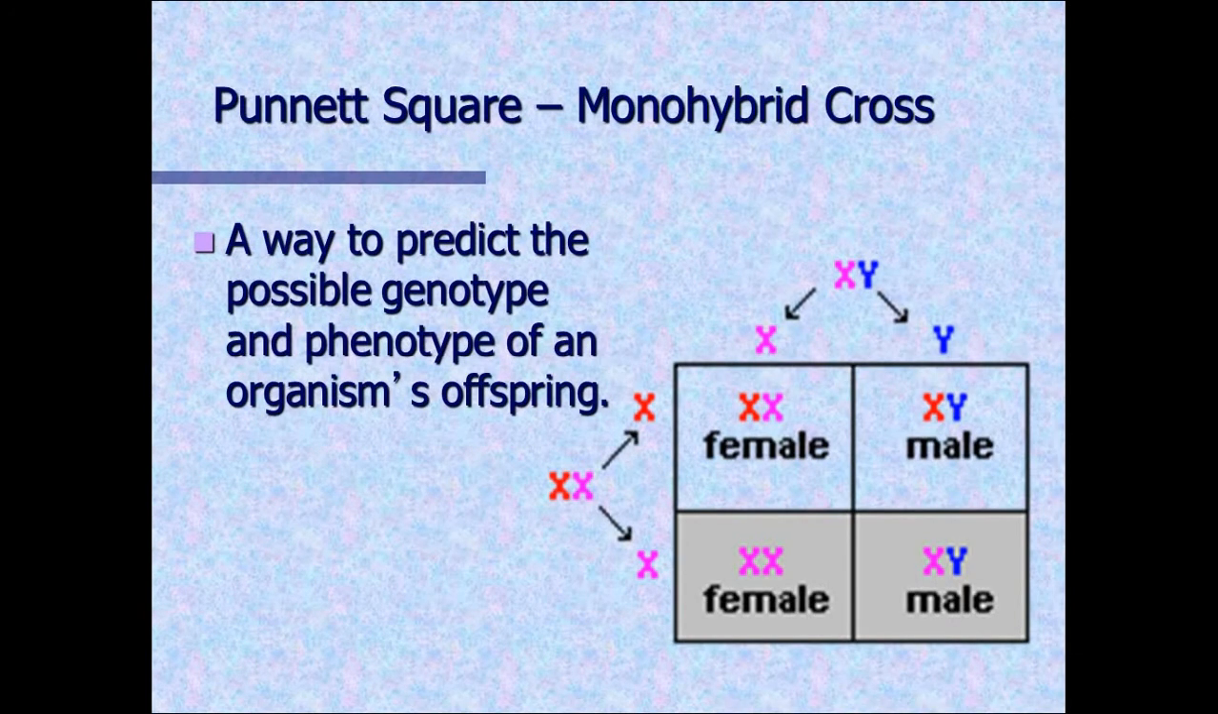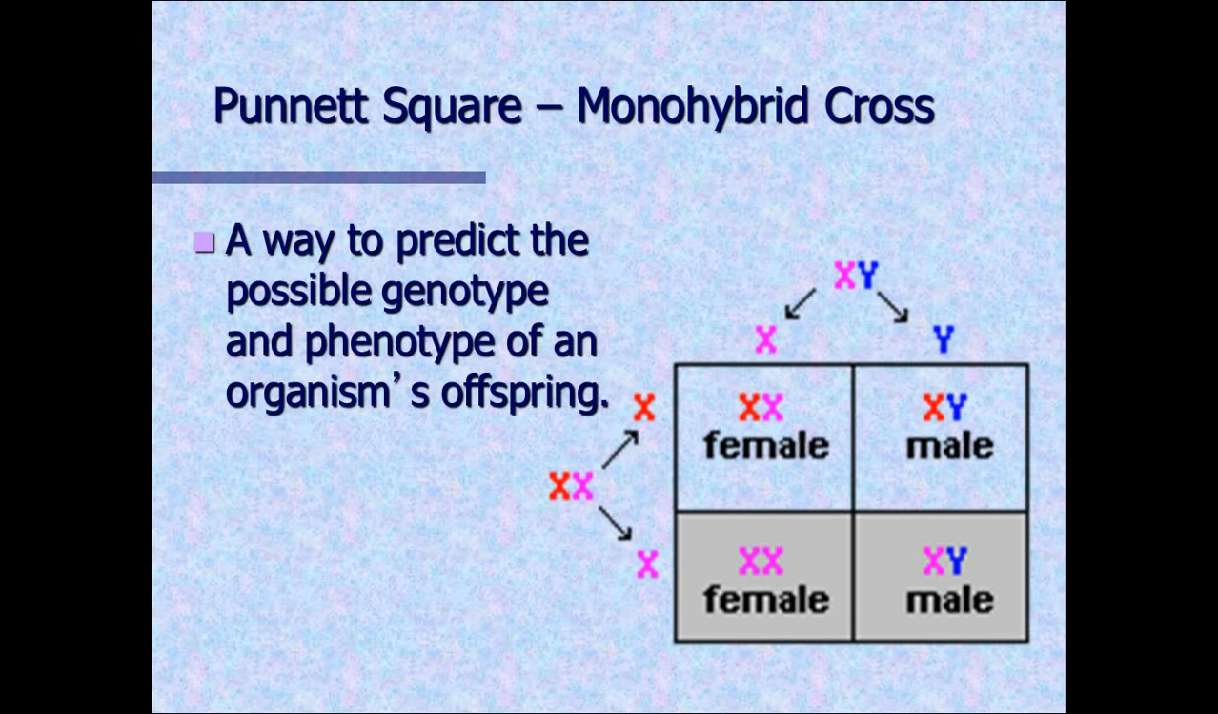A way to predict the possible genotype and phenotype of an organism's offspring is to use a Punnett square. When we're looking at a single trait, we're going to do a monohybrid cross. A monohybrid cross uses a box that has 4 squares in it. Mom's information is traditionally put on the left, and Dad's information is traditionally put on the top of that box.